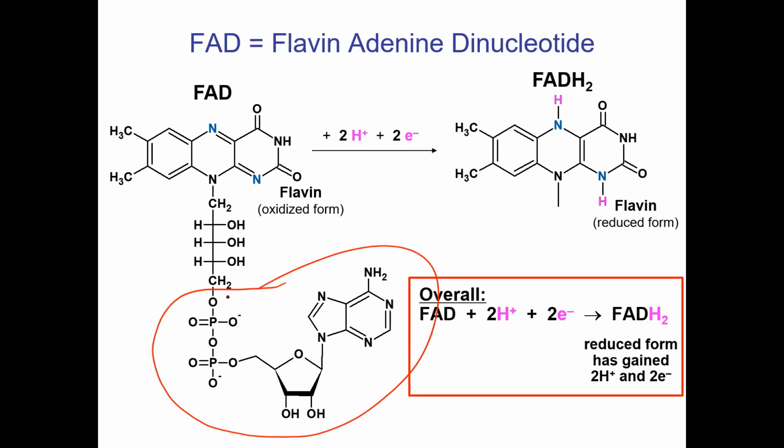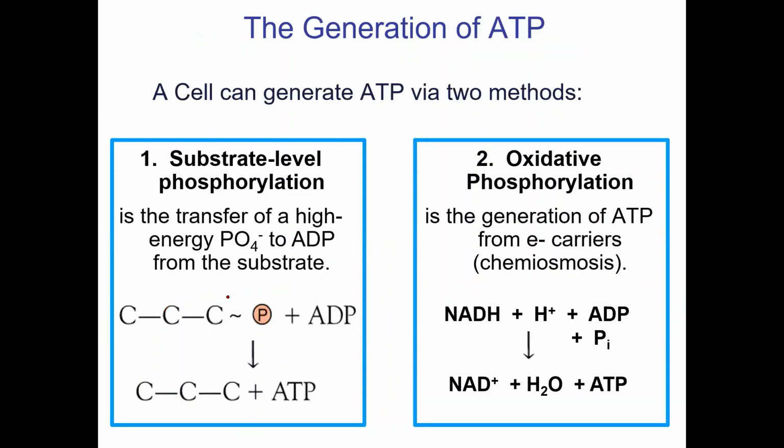Okay, so back to kind of our summary. How do we make ATP? We phosphorylate ADP. We can do it in a couple of different ways, and we're going to see both of those ways in lectures for topic 10.